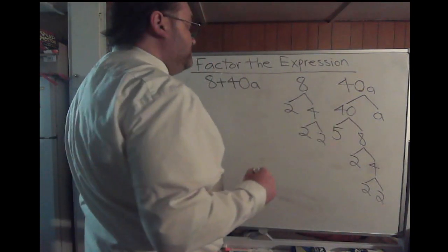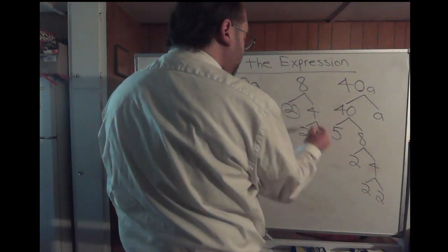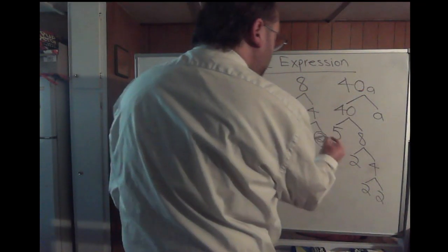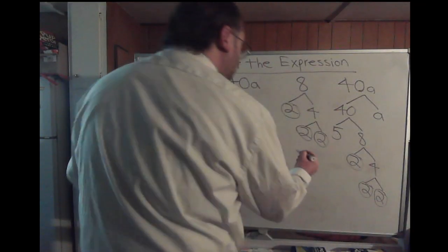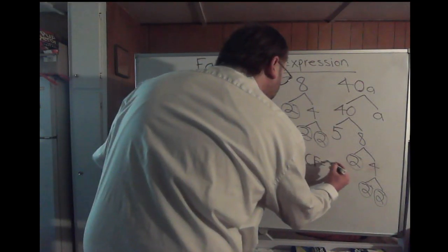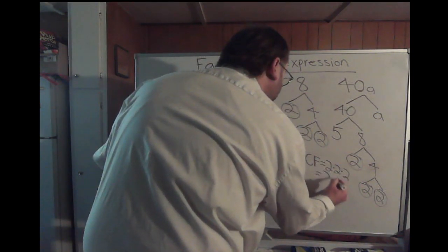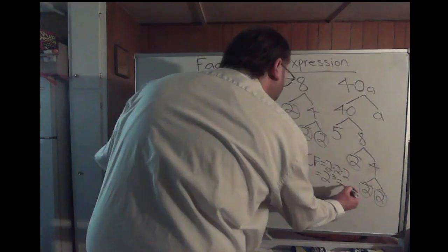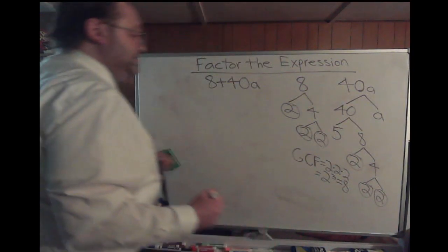Now let's look for what do each of these expressions have in common. Immediately, all three 2's. They both have three 2's in common if we circle that. So they don't have anything else in common. They don't have a 5 or an a in common. So your greatest common factor is going to be equal to 2 times 2 times 2, which equals 2 to the third power, which therefore equals 8. Your greatest common factor is 8.